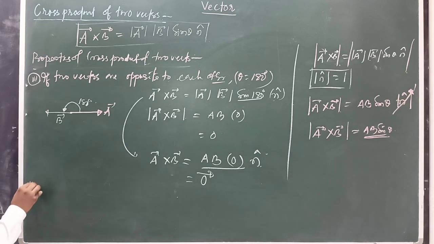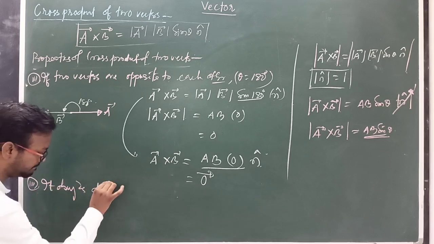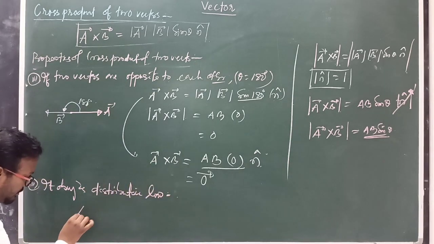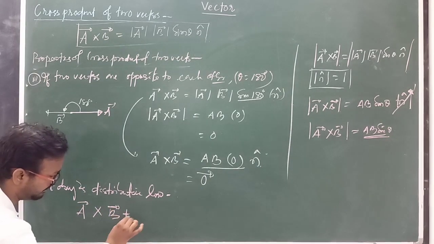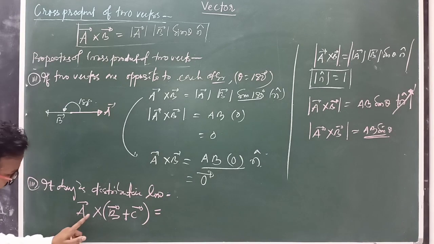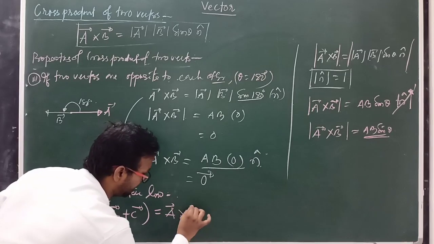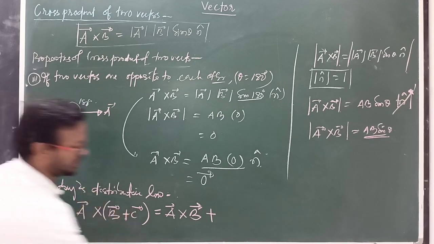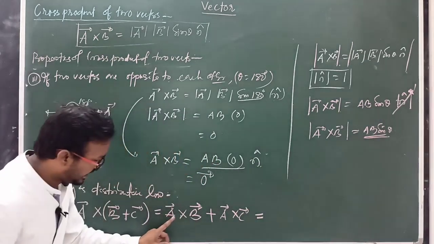And another property, it obeys the distributive law. Distributive law means suppose there are 3 vectors: A cross, suppose another 2 vectors, B plus vector C. Now according to the distributive property, you can write A cross B vector plus, with a positive sign, A cross C vector.